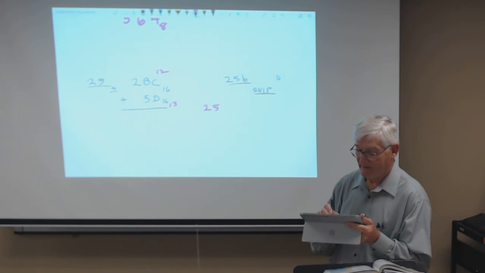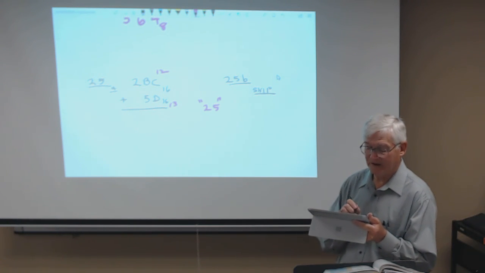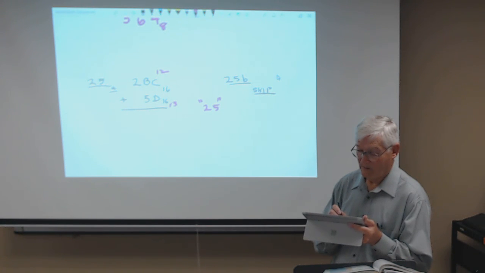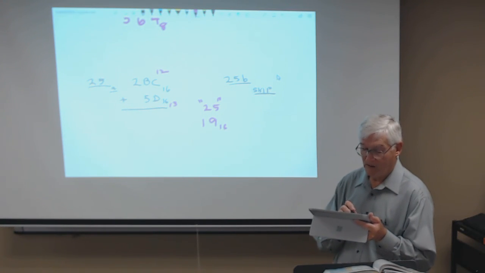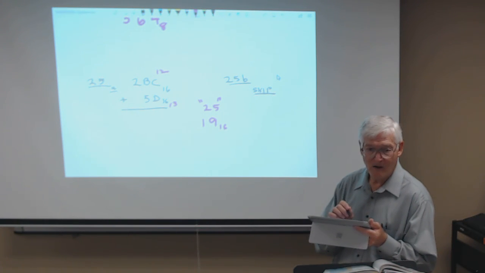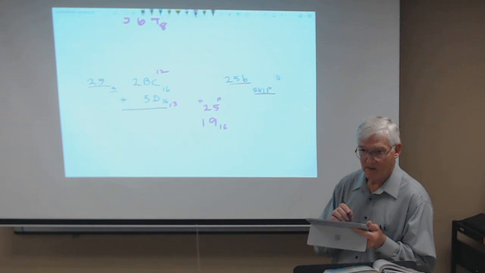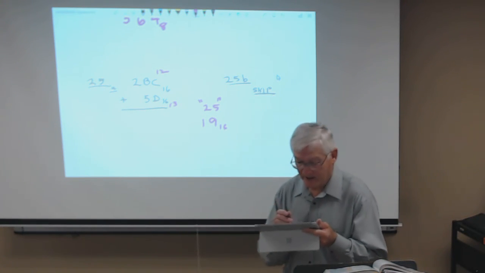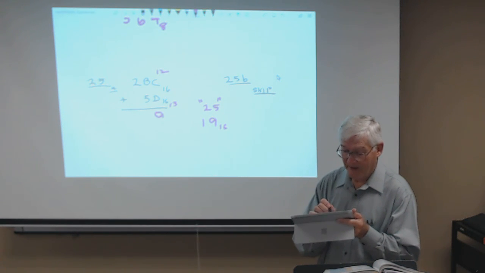Is that 25? How do you say 25 in base 16? One 16 and what? 1 9 in the base 16? Is that right? Look at your chart. For base 16, what's C plus D? 19. So I put a 9 down here and carry the 1.